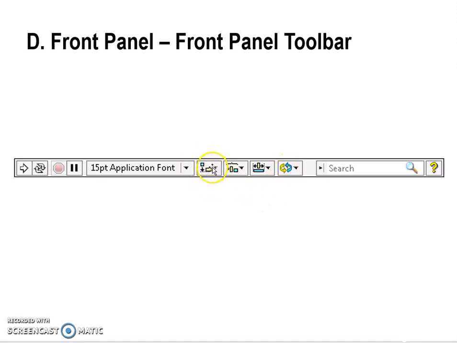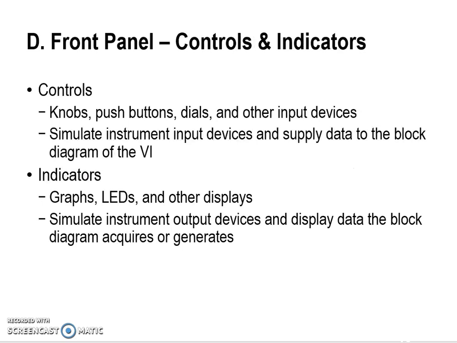If you recall, this one is our alignment options. If we select this, it will allow us to align objects either horizontally or vertically, either on the edge or the center, depending on what we want to do. And then this one we've used quite a bit, especially when we place decorations on the front panel. This allows us to move objects to the back or forward so that we can set up our front panel exactly the way we want it.